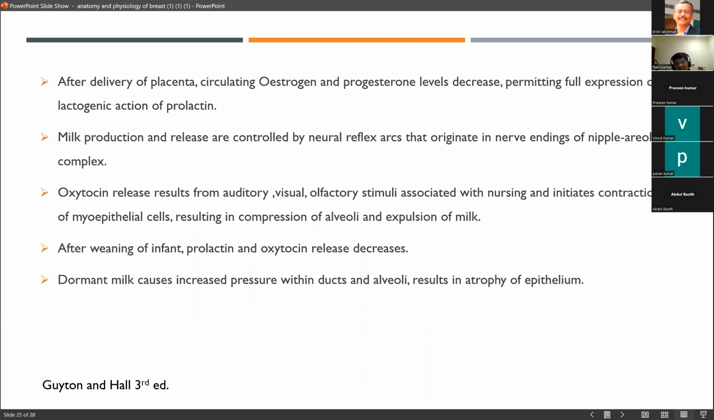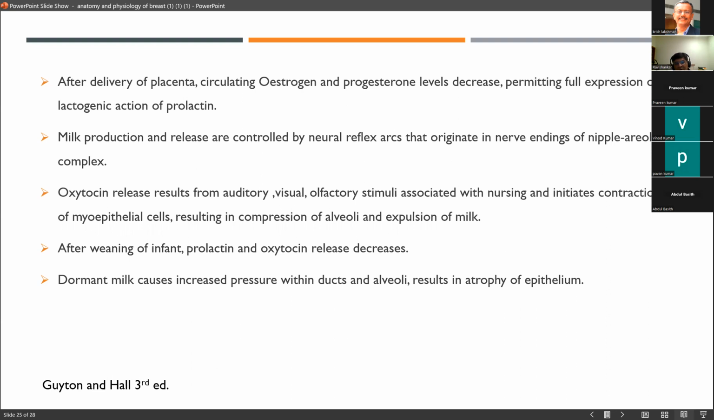After the delivery of the placenta, the circulating estrogen and progesterone levels decrease, permitting the full expression of the lactogenic action of prolactin. Milk production and release are controlled by neural reflex arcs that originate in the nerve endings of the nipple areolar complex. Oxytocin release results from the auditory, visual and olfactory stimuli associated with nursing, and it initiates contraction of myoepithelial cells, which compresses the alveoli and results in the expulsion of milk.